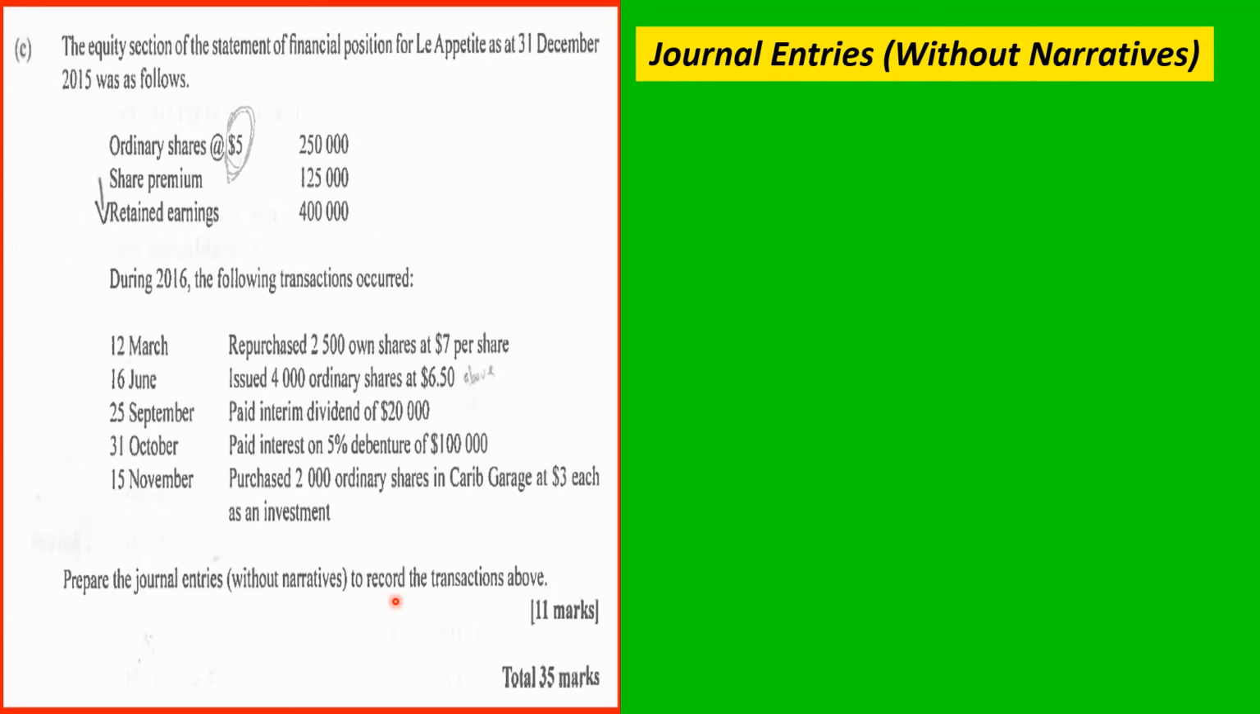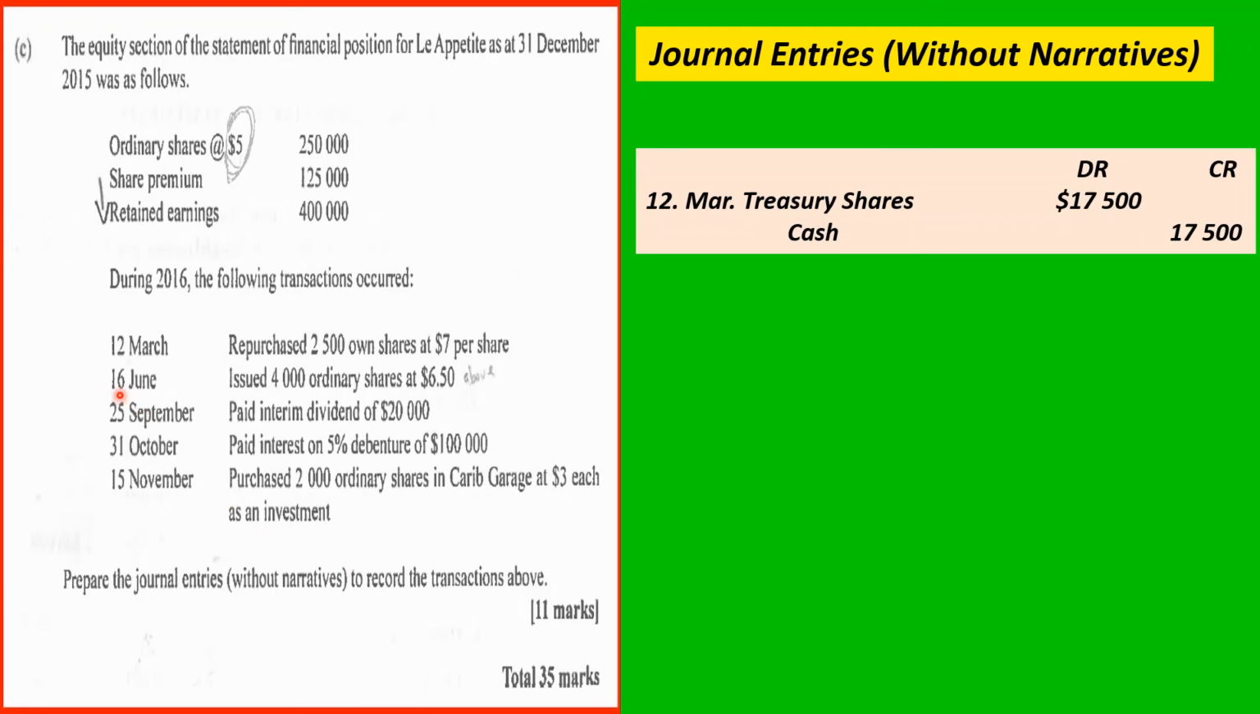Journal entries without narratives. 12th of March, repurchase 2,500 own shares at $7 per share. Now, when you repurchase your own shares, it is called Treasury shares, and it works just like any other share. You put it in Treasury shares. It's not an investment because it is in your own company, and you credit cash for 17,500. 2,500 by 7 gives us 175 and 2 zeros, 17,500.